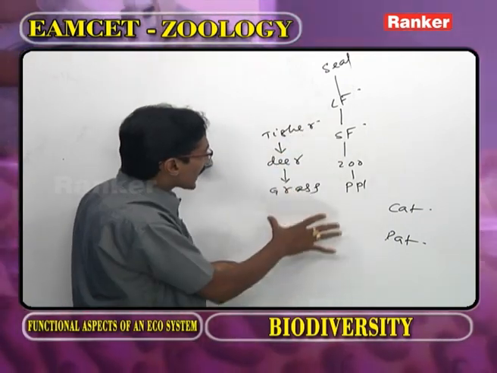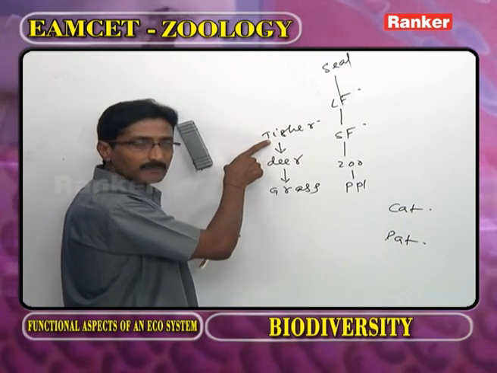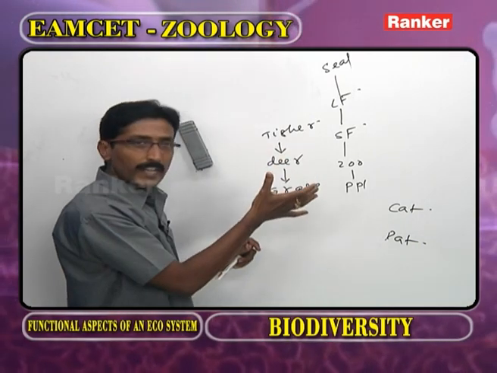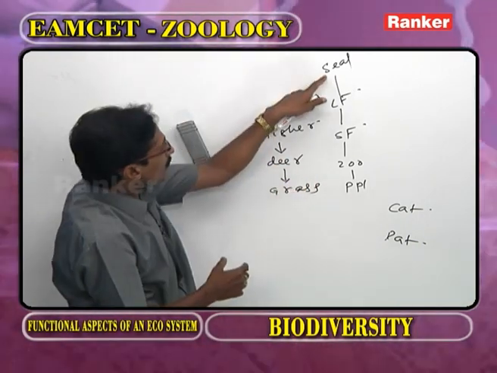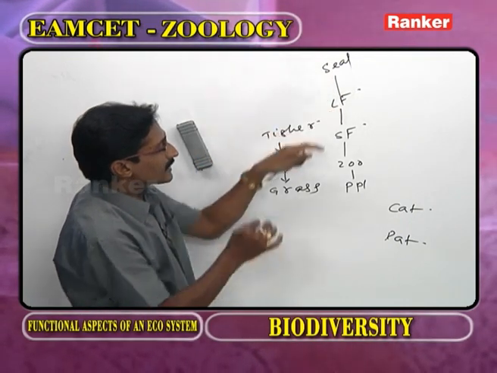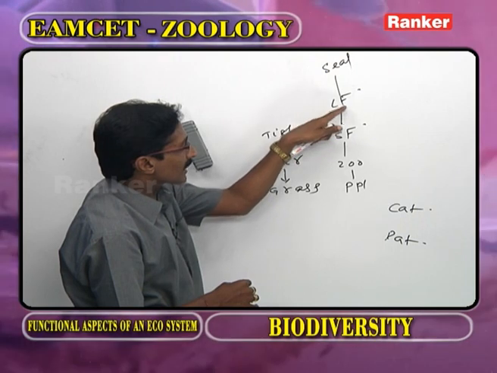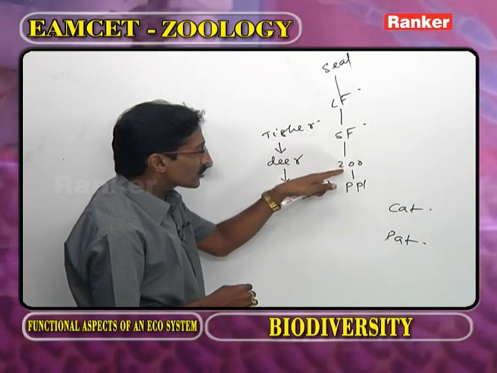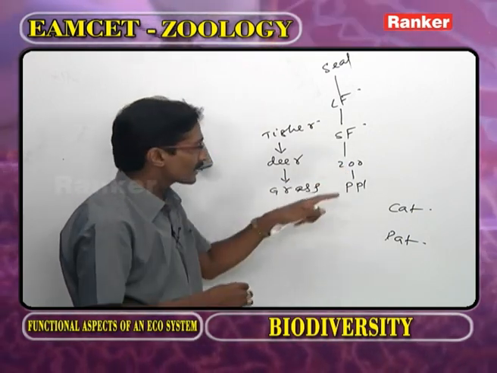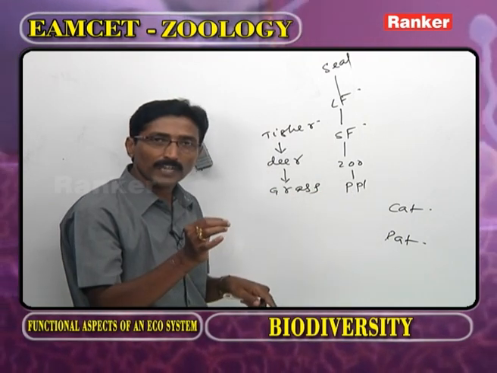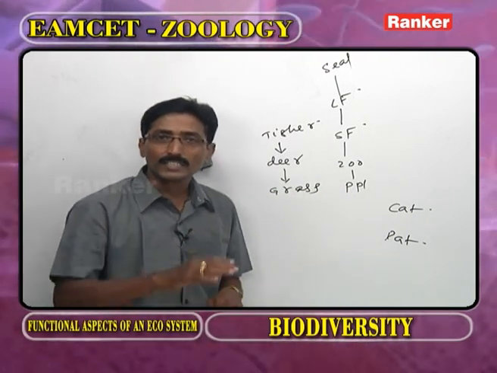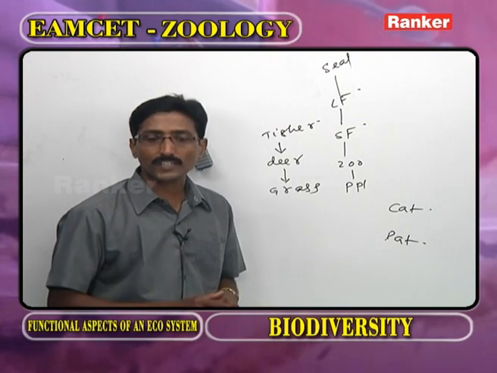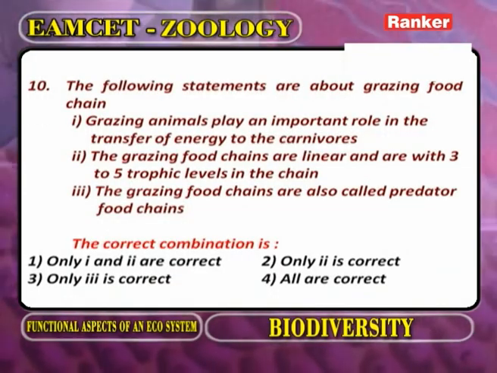Now as we observe the grazing food chain, take for example the tiger. Like a predator, it kills the deer at once. The deer, like a predator, kills the grass at once. Now the seal, like a predator, kills the large fish at once. The large fish, like a predator, kills the small fish at once. The small fish kills the zooplankton like a predator at once. The zooplankton kills the phytoplankton like a predator at once. So the grazing food chains are compared to predator food chains. Now based on this information, all these given statements are correct.